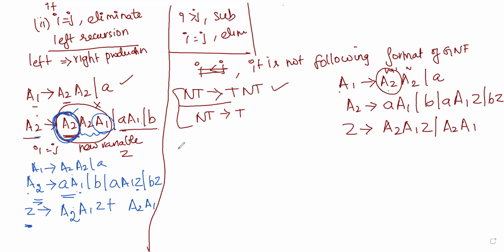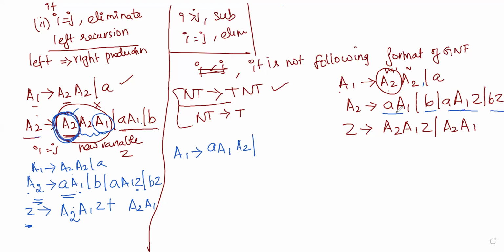Okay, so in A1, I'll substitute the value of A2. So what are the values of A2? A1, B, A1Z, B, Z. Substitute one by one instead of this A2. So instead of A2, I'll substitute A1 first, and this A2 is left. Okay, so I'm just substituting.